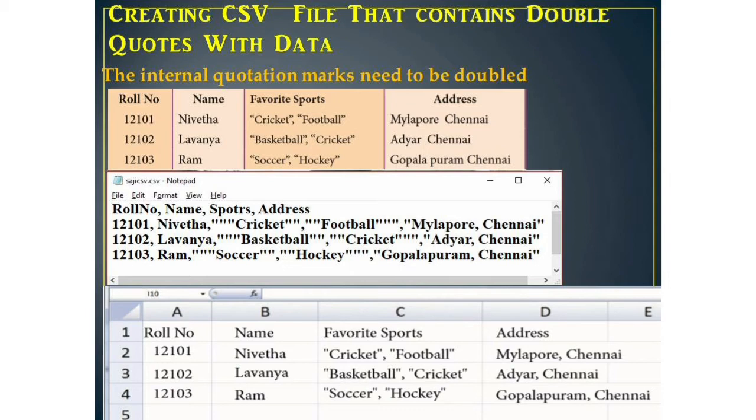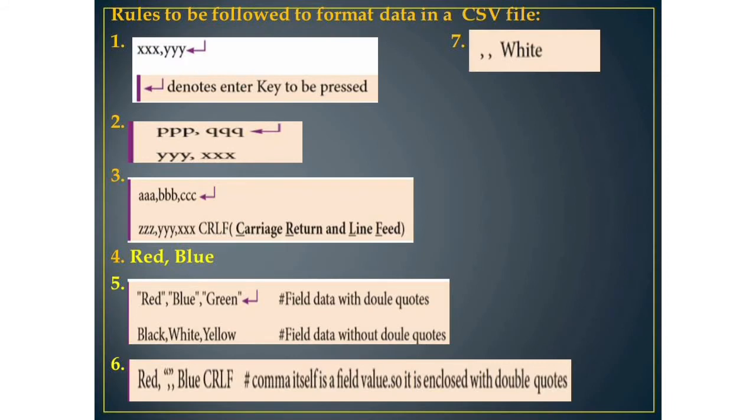Then for football you have to open with 4 quotes. Then for closing football you have to close with 6 quotes, that is 3 pairs of quotes. In the same way for basketball and cricket also. After saving with the extension .csv, you can open the Excel by opening the same CSV file, and you will be able to see this as output. Roll number, name, favorite sports. See, cricket also in double quotes, football with the comma. Clear? Now we'll see the rules to be followed to format data in a CSV file.